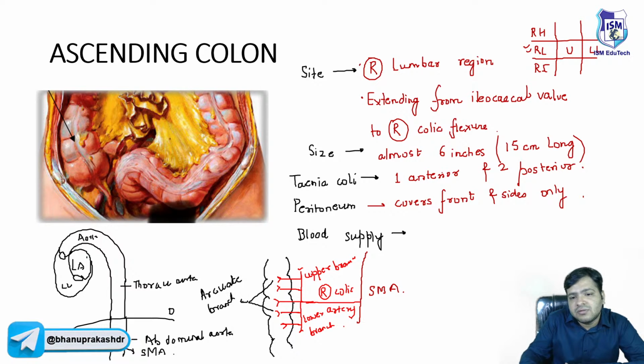If the right colic artery only went straight, it would supply only a small area. So see how nature has made it: dividing into upper and lower branches, and again giving these straight branches so that each and every portion of the ascending colon can be supplied. So remember, it is the right colic artery.